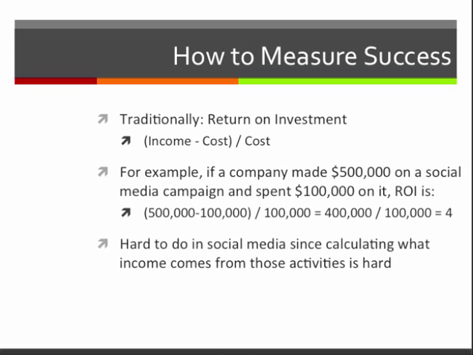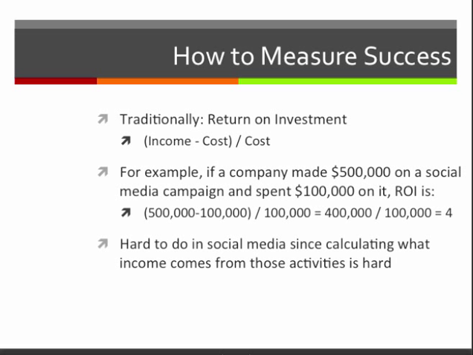Well, traditionally, it's done by measuring return on investment. And the simplest way to compute that is the income that you make from a particular action minus the cost of that action divided by the cost. So if I undertake a social media advertising effort and I spend $100 and I make $200, the return on investment is $200 of income minus the $100 cost. So that's $100 total divided by the cost, which is $100. So I have a 100% return on investment.